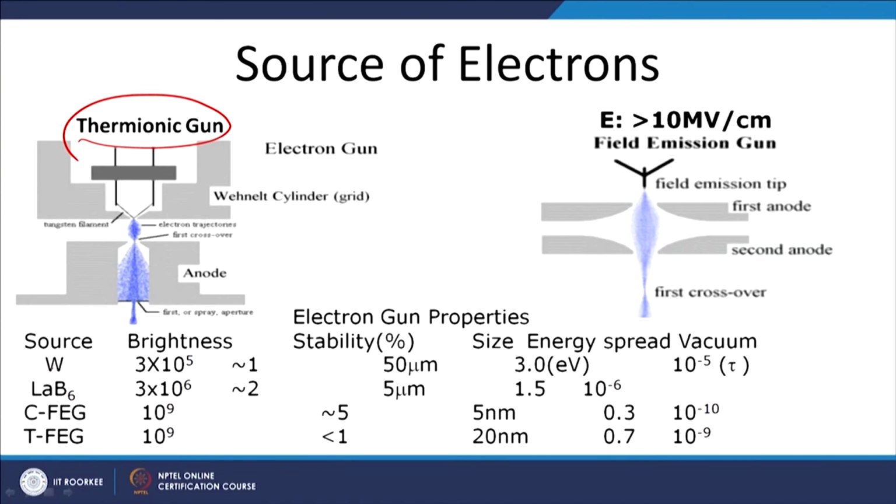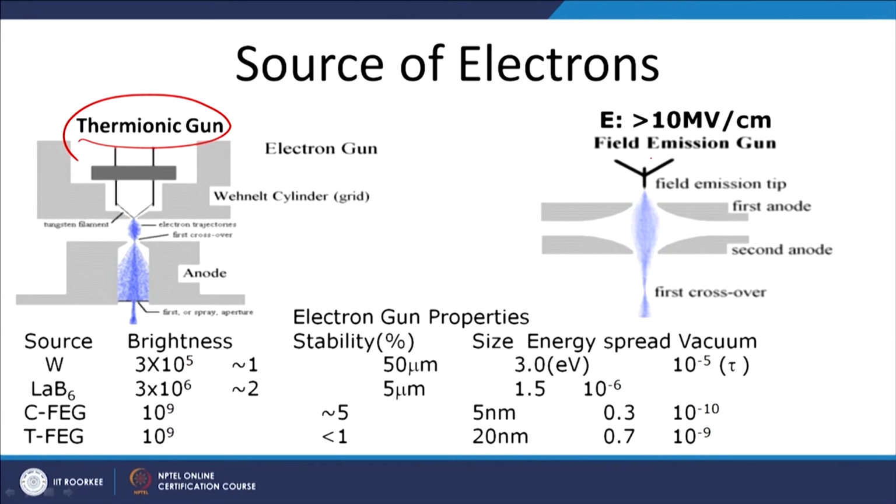For example, if you use tungsten, the brightness is 3 × 10 to the power 5. If you use lanthanum boride or LaB6, this is 3 × 10 to the power 6. Similarly, for CFEG and tungsten FEG, it is 10 to the power 9. Okay. So, electron gun properties are usually represented in terms of the stability and also in terms of the size, energy spread, and vacuum, which is tabulated in this table.